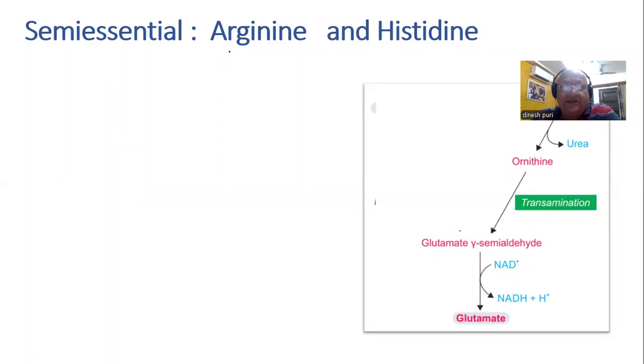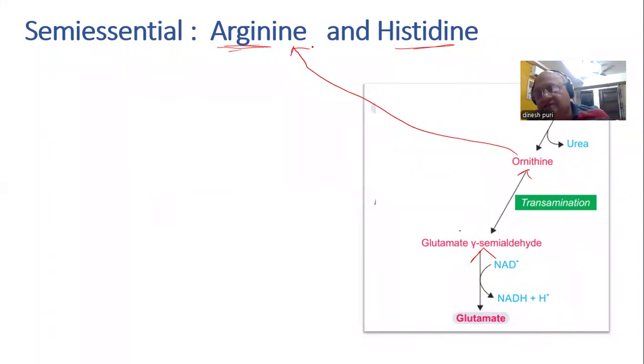Semi-essential, arginine and histidine. I'm going to tell you why arginine is called semi-essential, because by reversal of this reaction, arginine can be synthesized. It can be synthesized, but not in adequate amounts sometimes. For example, in a person of my age group or maybe a middle-aged man, the arginine synthesized is sufficient for the body.